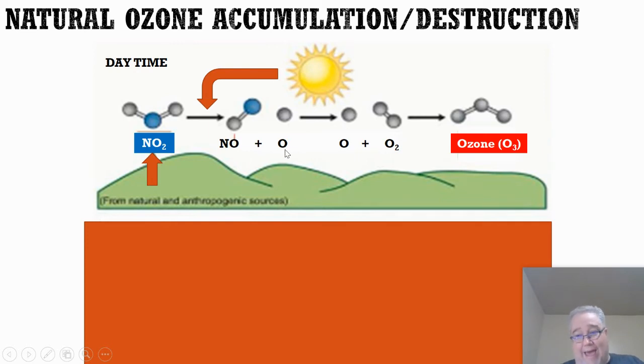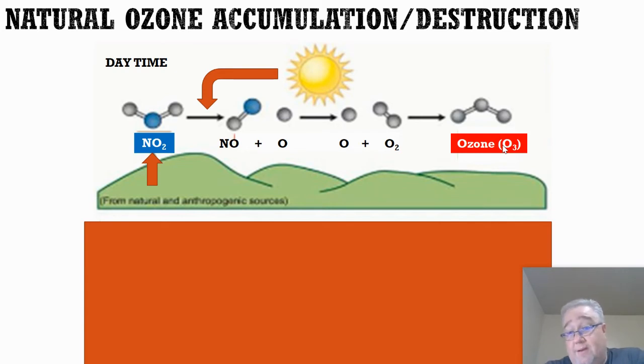Now, this oxygen atom doesn't like to be by itself. It needs to bond to something right away. So what that oxygen atom is going to bond to is an oxygen molecule that's already in the air, O2, that's in our atmosphere already. That's what we breathe in, right? So when that happens, we get ozone. This is tropospheric ozone. This is the stuff that I talked about last week. So during the daytime, especially in urban areas, we get a constant buildup of this tropospheric ozone.